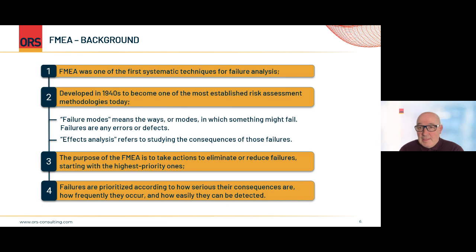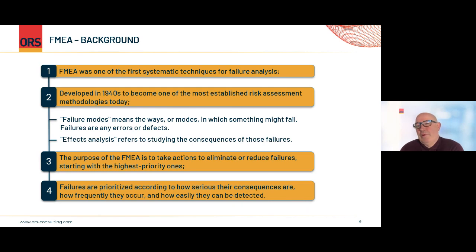The purpose of the FMEA is to take actions to eliminate or try and reduce those failures, starting with the highest priority ones. So through this structured technique, we want to actually do things that are going to improve the reliability. And some of the actions that sometimes come out of FMEAs are add redundancy or try to remove and design out completely an issue so that that failure can't occur.